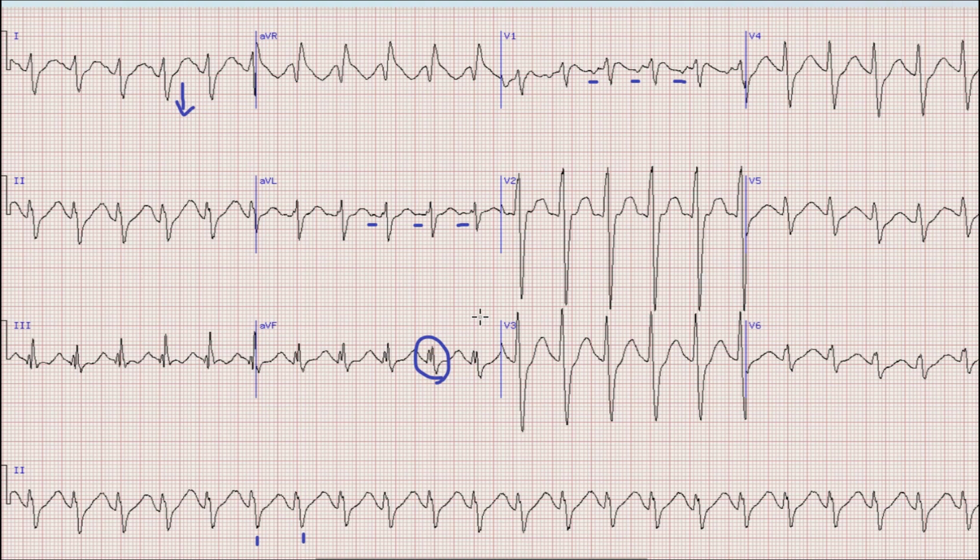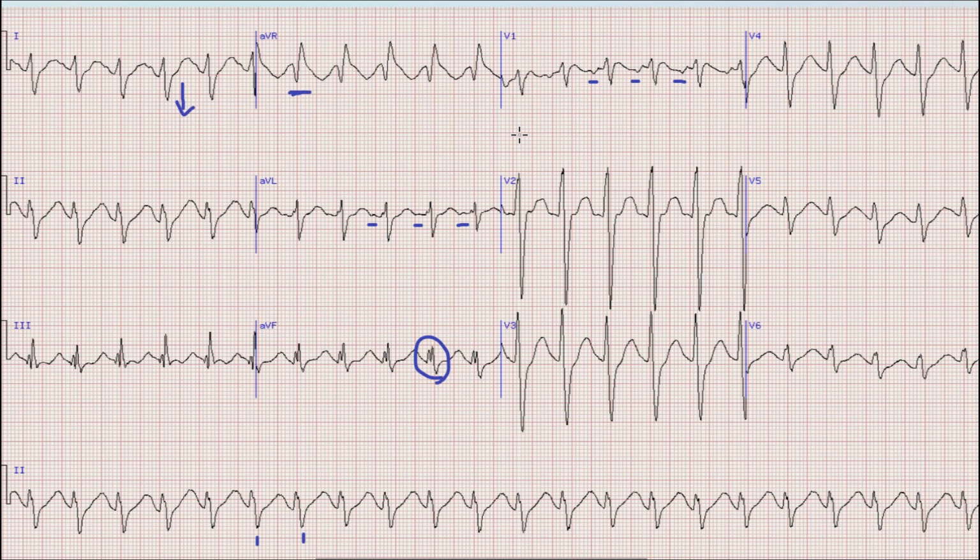Another finding on this ECG is a broad QRS complex. Here you can see that the QRS complex is more than 3 small square or 120 millisecond. Normally the QRS complex is less than 3 small square. So we can say that this is a broad complex sinus tachycardia. If there is a broad QRS complex with sinus rhythm, we must look for presence of left bundle branch block or right bundle branch block.